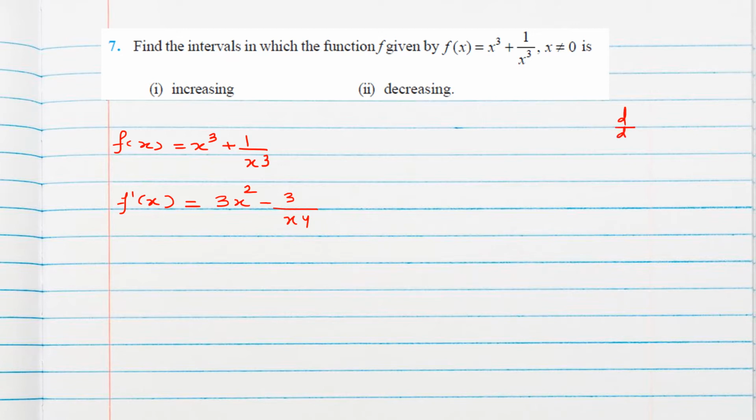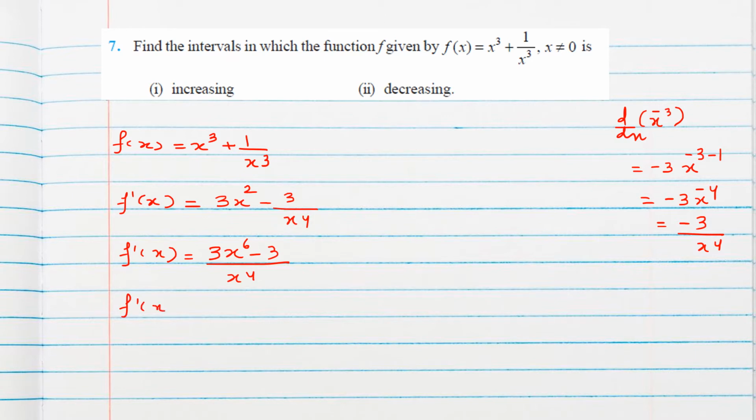The derivative of 1 by x cube means x power minus 3. By the power rule, the power comes in front, then 1 less in the power. So minus 3 x power minus 4, that is minus 3 by x power 4. That's what I wrote here, 3x square minus 3 by x power 4. Now we can cross multiply: 3x power 6 minus 3 by x raised to 4, which is 3 times x power 6 minus 1 by x power 4.